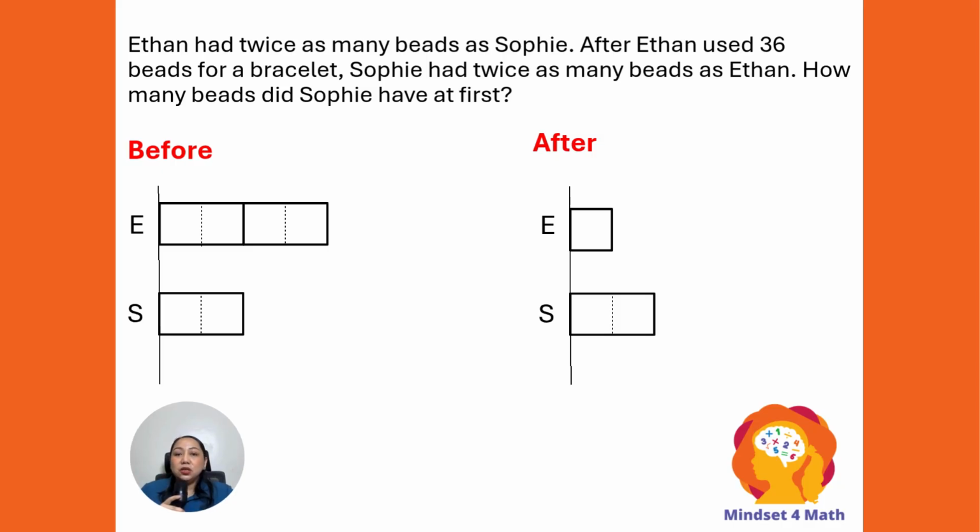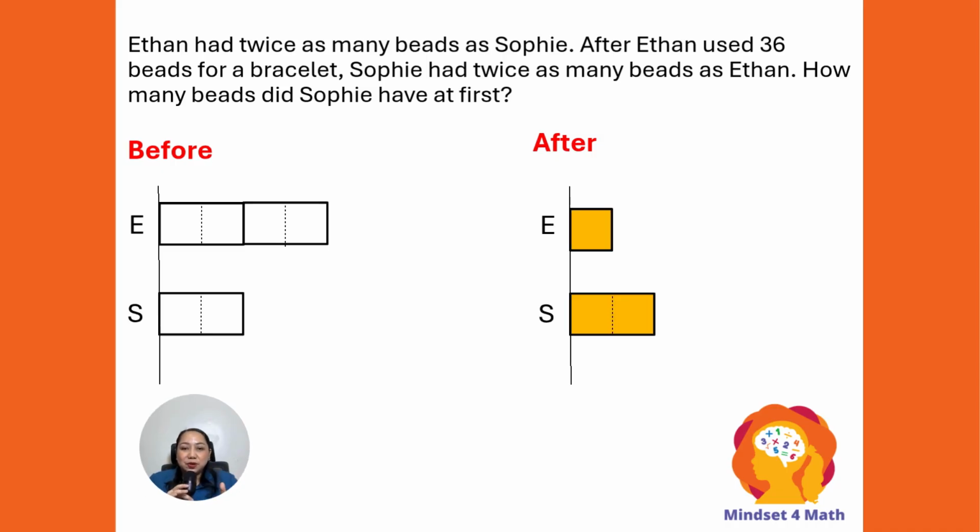This means that we also have to cut further the units that we have in the before model into two parts. So now we will have Ethan's bar that's cut into 4 units, and then Sophie's bar would be cut into 2 units. This is very important because it's so crucial that we see the relationship between the before and the after model. We should see how similar and different they are from each other.